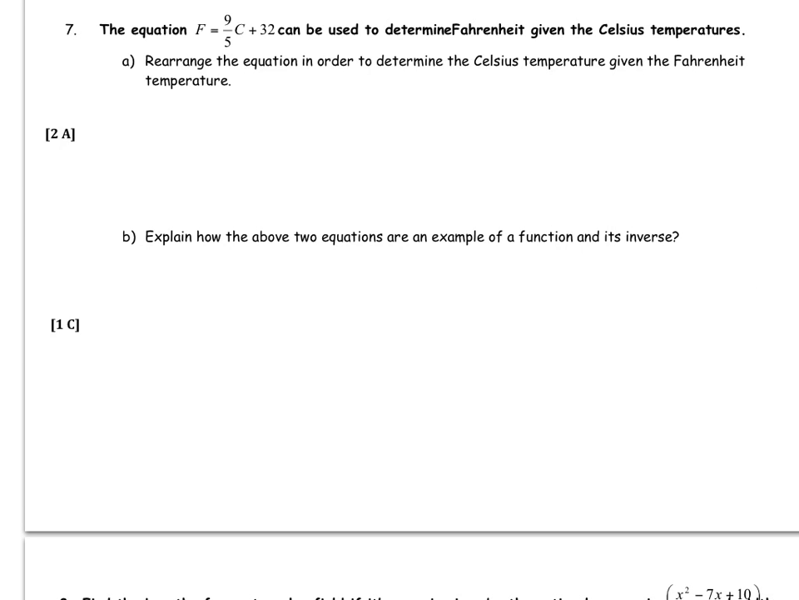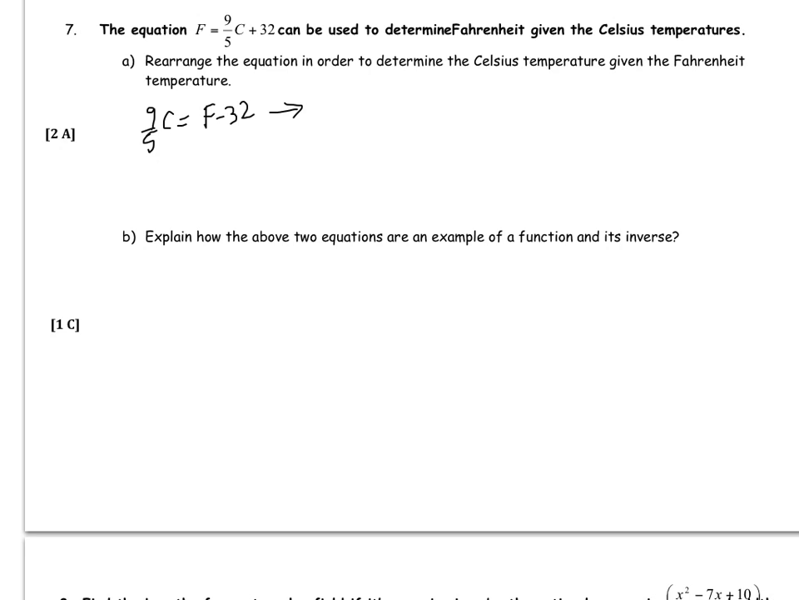The next question is about the equation which changes Fahrenheit to Celsius. We are supposed to rearrange the equation to find the Celsius in terms of Fahrenheit. So what I'm going to do is move 32 to the left, so I'm going to get 9 over 5 C is F minus 32.